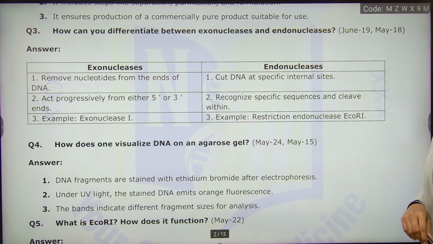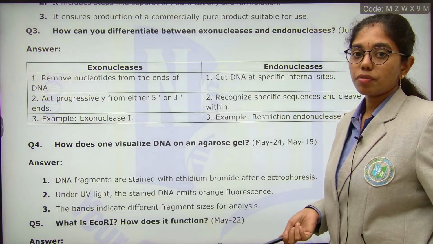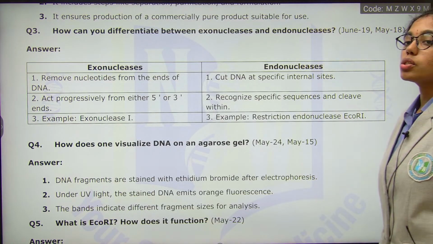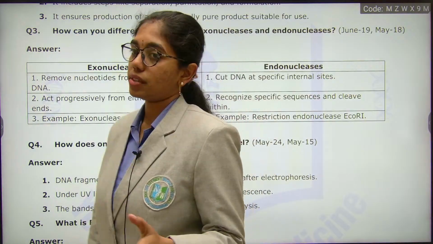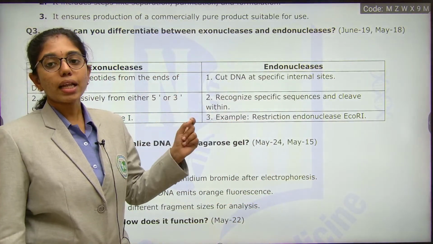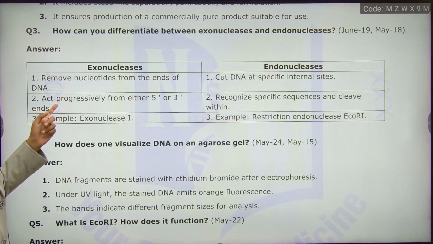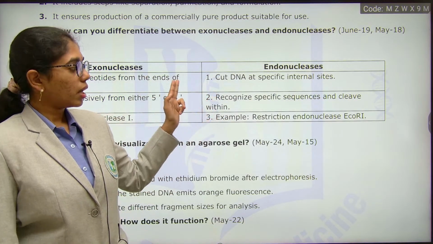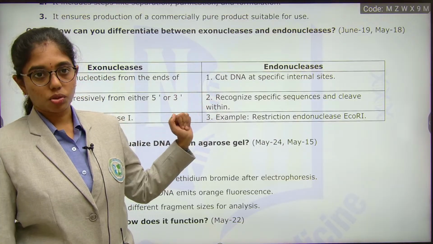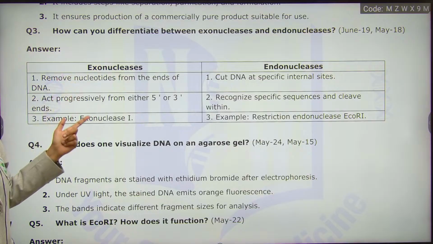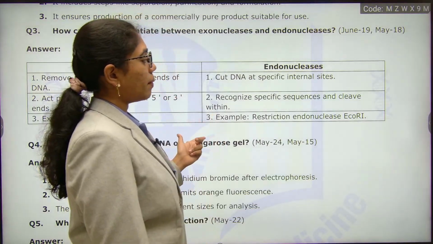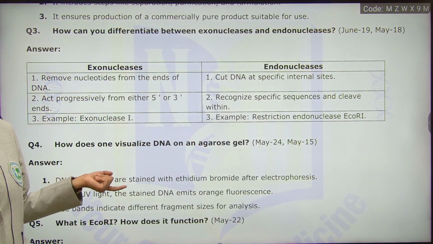Differentiate between exonucleases and endonucleases, again an important concept from your restriction enzymes. Look into it. Exonucleases remove nucleotides at the ends, whereas endonucleases target specific internal sites. Exonucleases act progressively from either 5' or 3' ends. Endonucleases recognize specific sequences. Here come the palindromic sequences into the picture. Example of exonuclease: exonuclease 1. Example of endonuclease: restriction endonuclease, that is EcoRI.